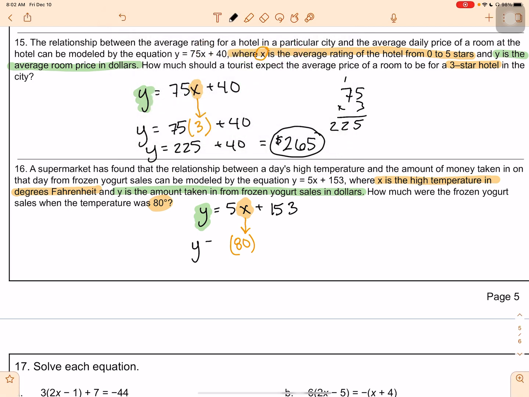So y equals 5 times 80 plus 153. 5 times 80 is 400. So they sold $553 worth of yogurt on a day that had a high of 80 degrees.